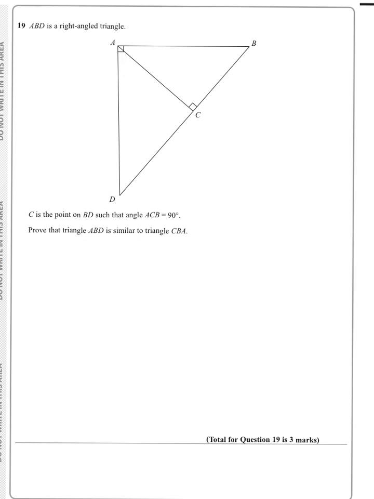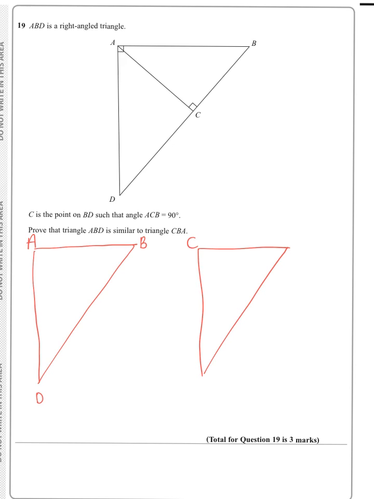Question 19. The way I'm going to do this question is I'm going to draw two separate triangles out here, and I'm going to call this one ABD, and I'm going to draw another one here, and I'm going to call that CBA. Now, this is a right angle here, and you can see that from the diagram, and this is a right angle here. So we could say that angle DAB is equal to angle ACB. Okay, so that's the first thing.